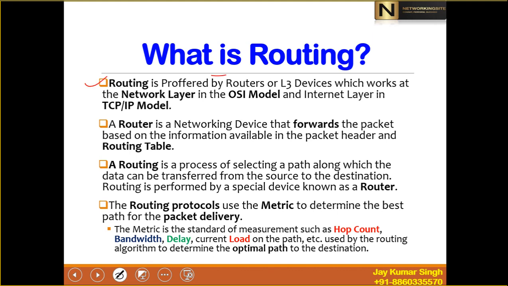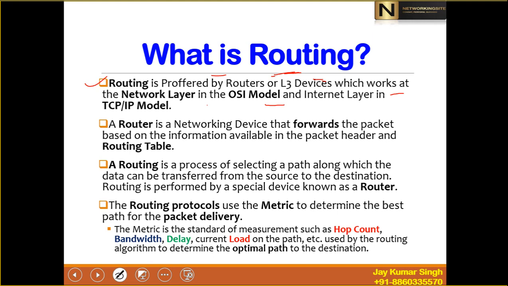Routing is performed by routers or layer 3 devices. Routing is basically done by routers, but any device which works at layer 3, the network layer in the OSI model, can also perform routing. You cannot perform it on a normal device like a switch. Routing you can perform only on routers or devices which work on layer 3.